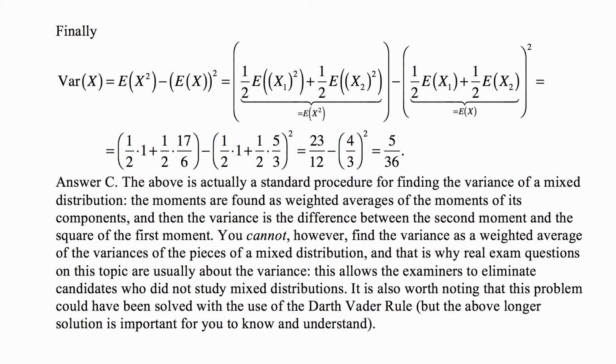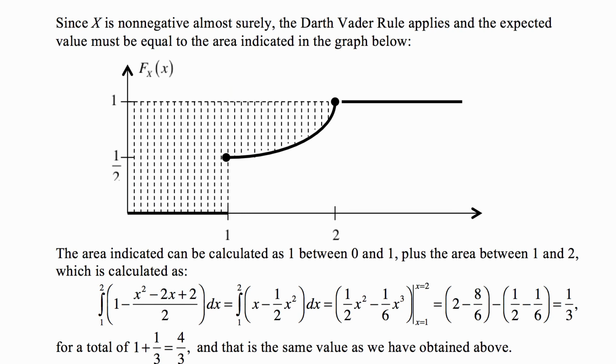It's also worth noting that this problem could have been solved with the use of the Darth Vader rule. But the above longer solution is important for you to know and understand. How does Darth Vader do it? Well, we note that X, the random variable we're studying, is non-negative with probability 1, non-negative almost surely. So the Darth Vader rule applies, and the expected value must be equal to the area indicated in the graph. This is the graph of the CDF, not of the survival function.